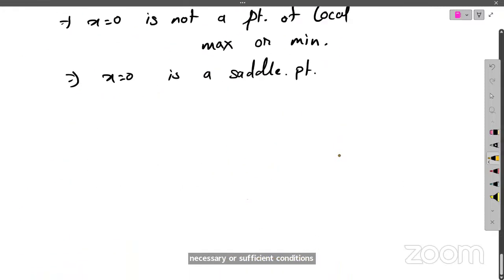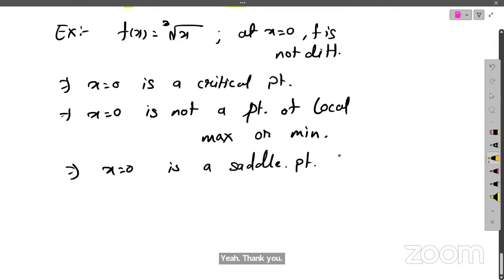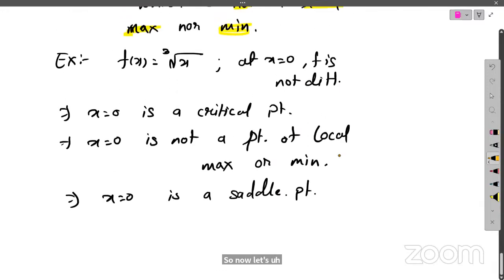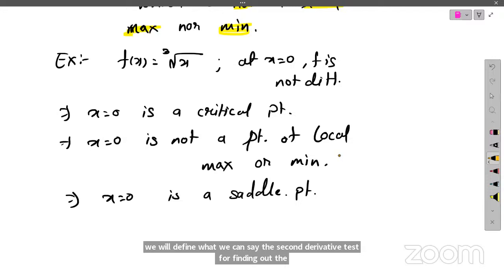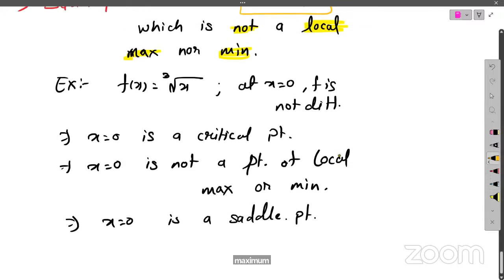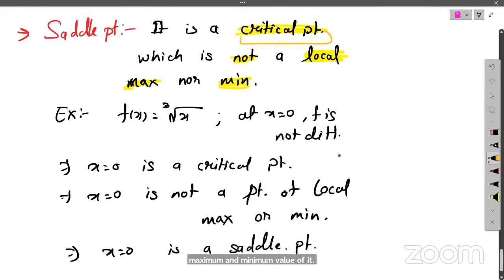Right. Now we will define the second derivative test for finding the maximum point and minimum value. Is a point of inflection also the same as this? I studied something like point of inflection. It's the same as a saddle point.